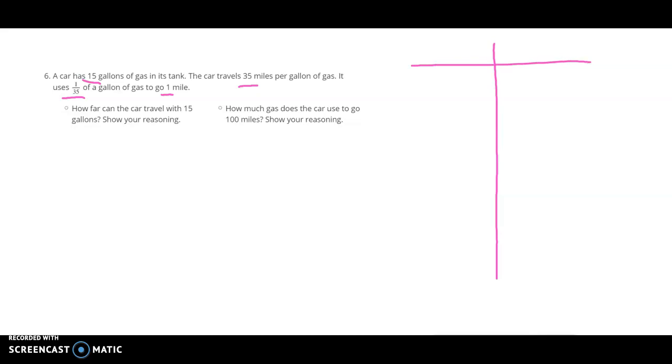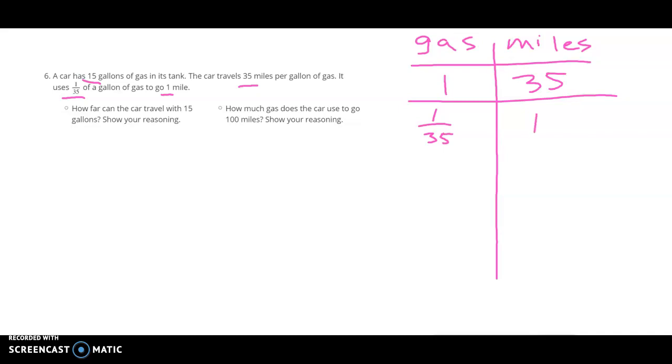We have gas in gallons, and we have miles. I'm told that the car travels 35 miles per gallon. That's 1 gallon of gas. And then I'm told that it uses 1/35 of a gallon to go 1 mile.